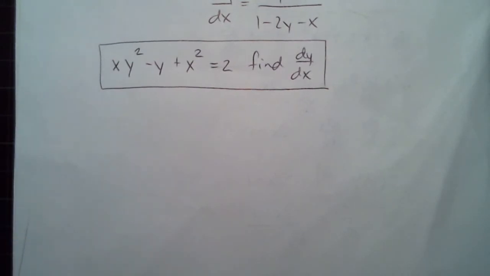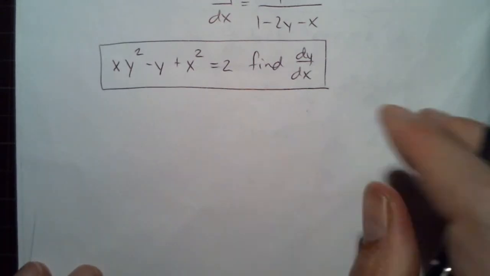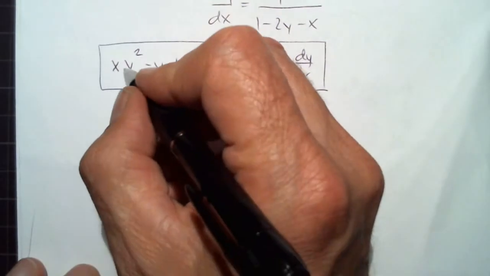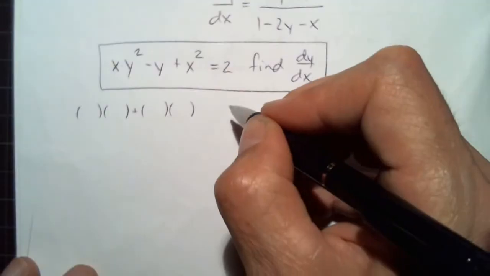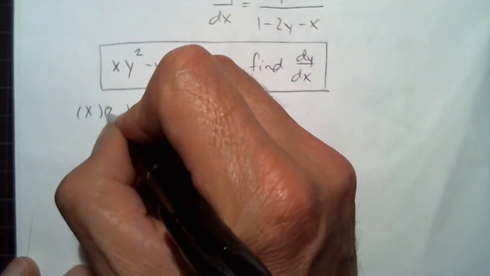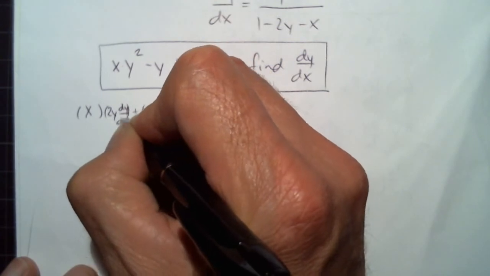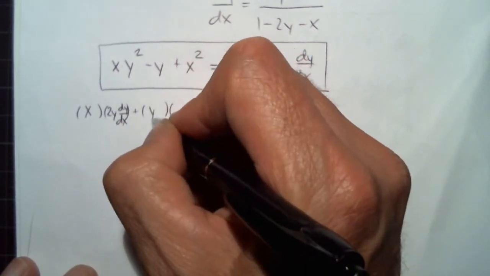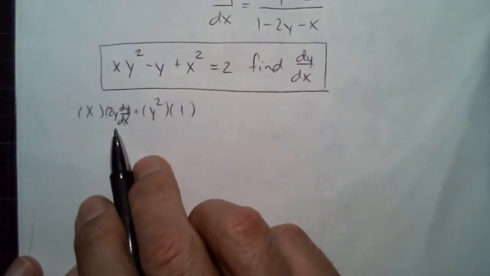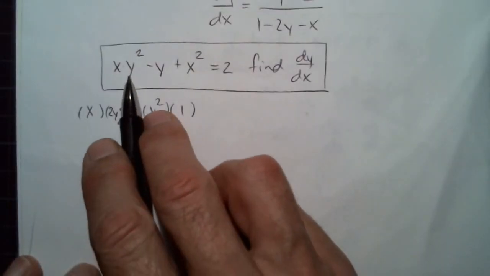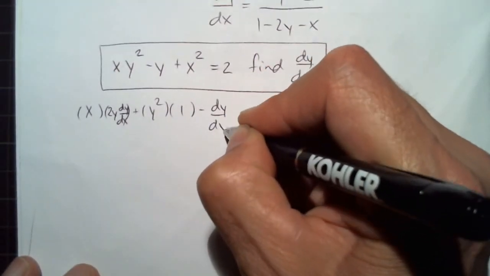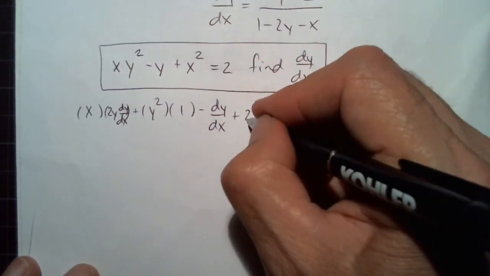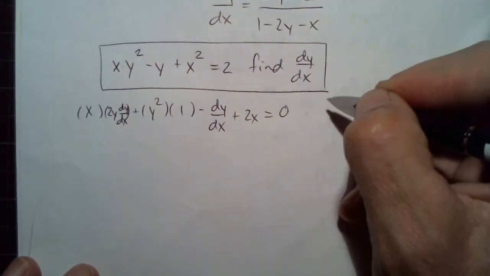Alright, pause the video and try that one. Product, so we need the product rule. That'll be the first times the derivative of the second, 2y dy dx. And then we'll have y squared times 1. So this says 2y dy dx, that's the derivative of y squared. Then we have to do the derivative of y, so that's dy dx. The derivative of x squared is 2x, and the derivative of 2 is 0.